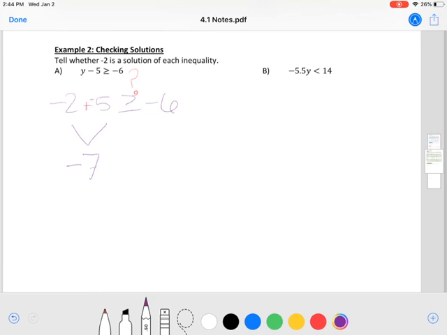I'm going to bring down my inequality sign and then bring down my negative 6. So negative 7 is greater than or equal to negative 6. Well, for starters, negative 7 is not greater than negative 6, and it's also not equal to negative 6. So this is not correct. This is not a solution. So negative 2 is not a solution of the inequality.